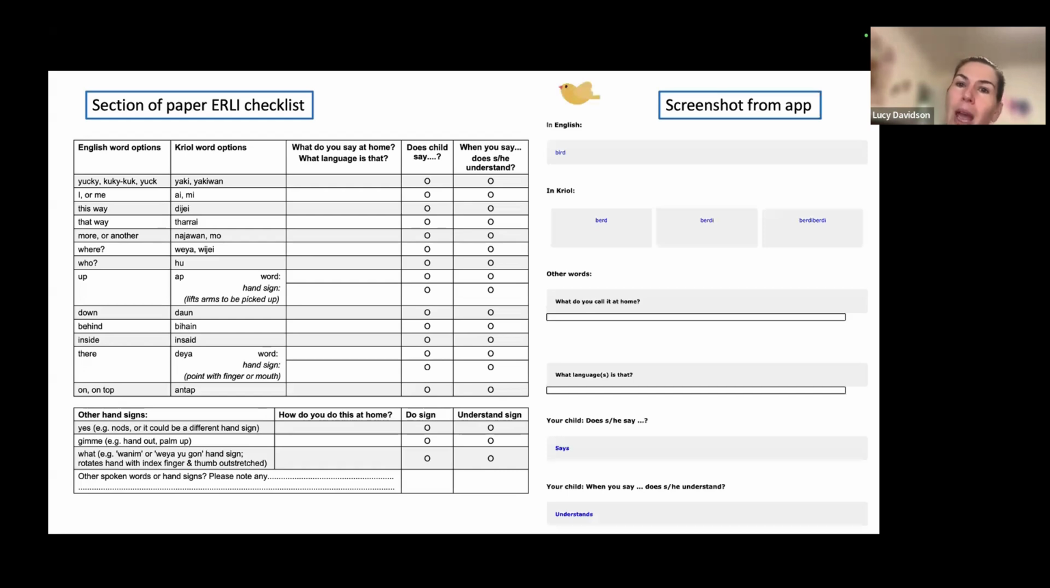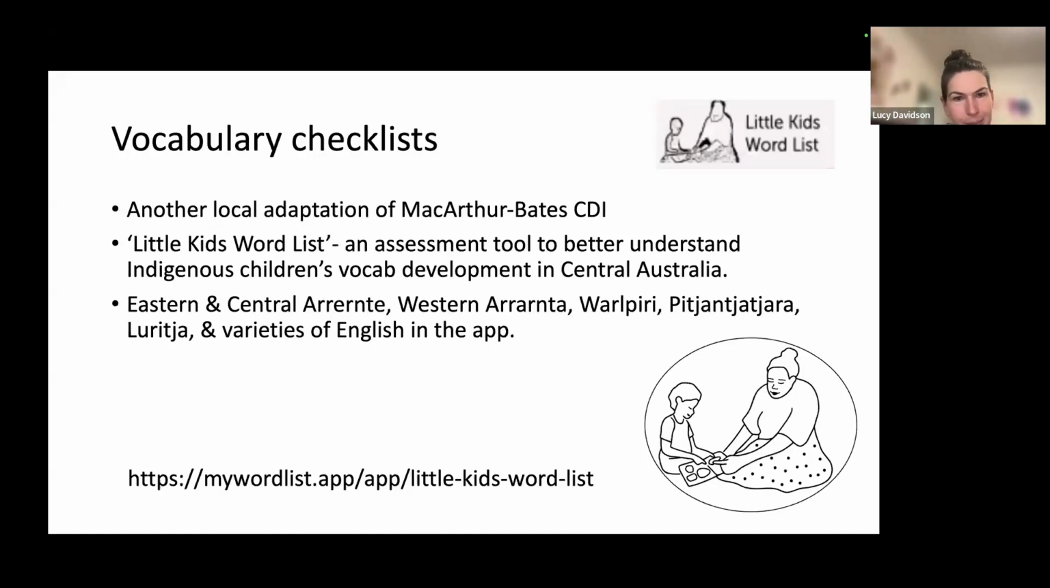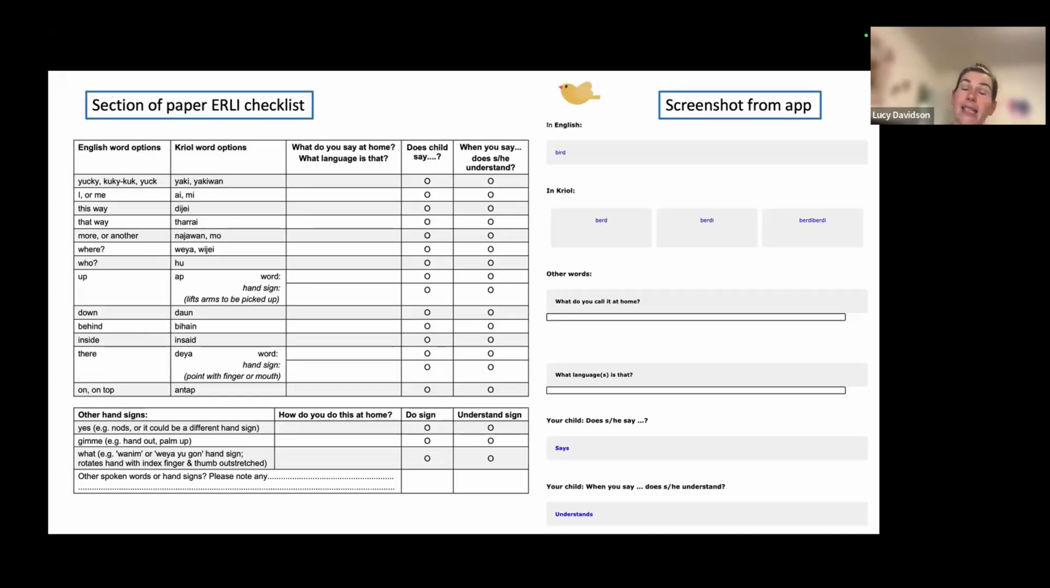They also have an app. Again, still quite low tech. So this is a screenshot from the app. It's basically the same as the paper, but there's a little picture of the word. So this is bird in English, and there are the three Creole words for that as well. And then, what do you call it at home? What language is that? Etc. So that is an example of the early checklist. And it is actually being used in other areas around Australia too, with Aboriginal children. So it seems to be quite successful.